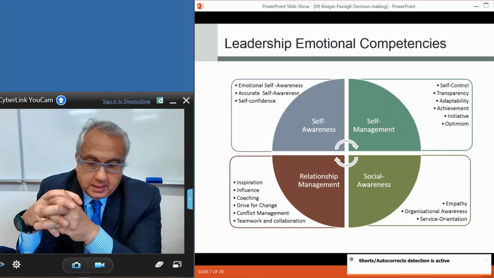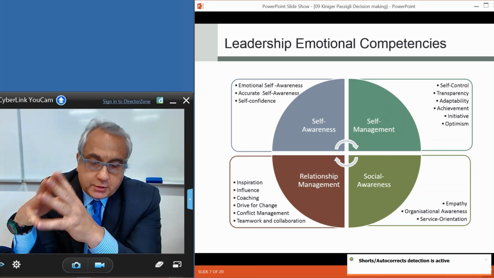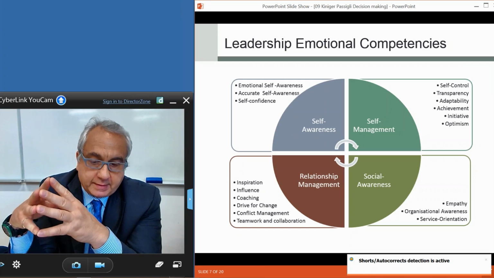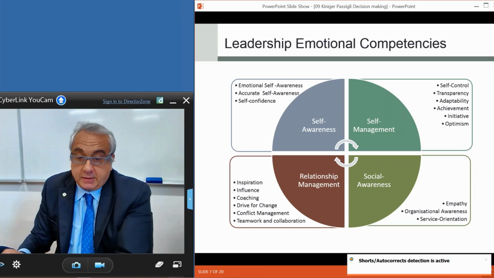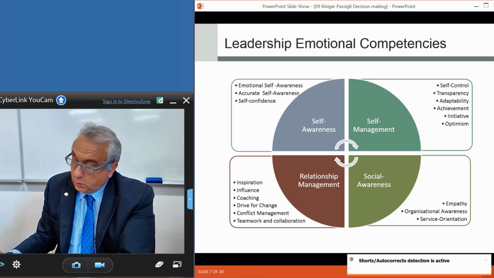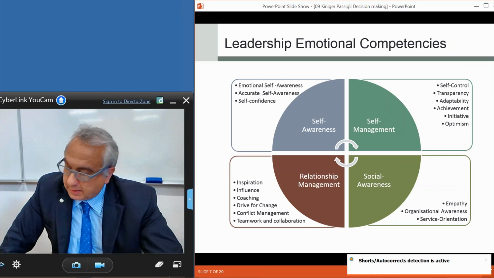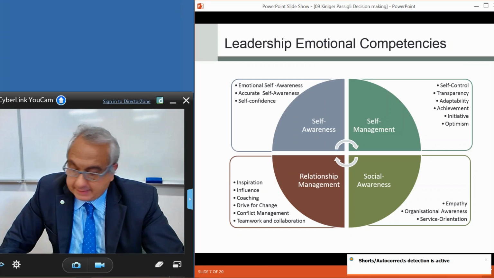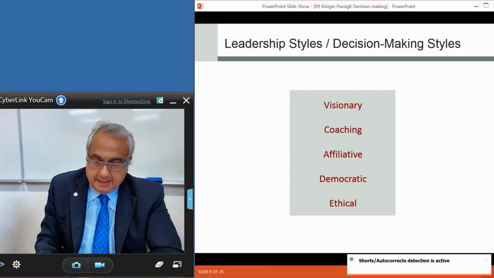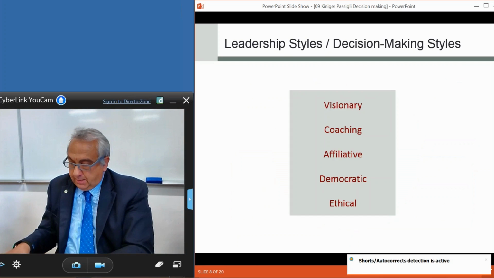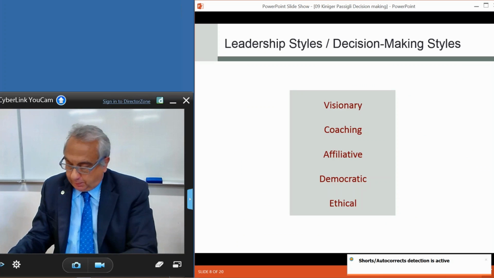our thinking. There are 4 areas: self-management, social awareness, relationship management, and self-awareness, that all play an important role. Again, I will not enter into the details of that because we do not have much time, but since we have touched upon this morning leadership styles that are directly correlated to decision-making, let me show some of the most recognized leadership styles that leaders adopt.